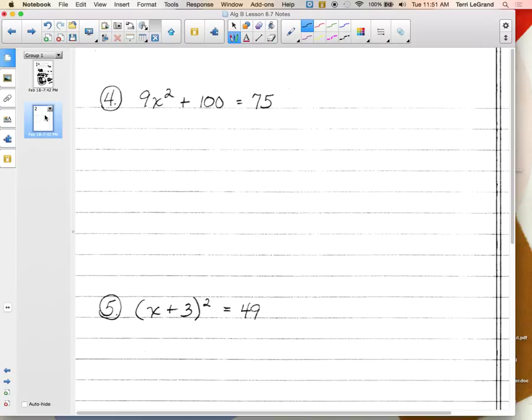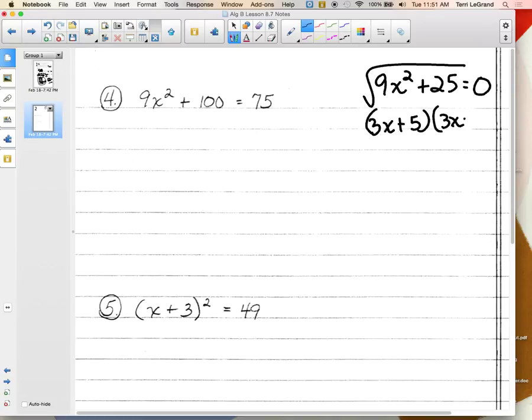Okay. Well, if we move that 75 over, you don't need to write this down, but I want you to see this is what we would have. If you want to do the square root method, you have to know what the square root of that is. And I don't know if we do know, Isaac. 3x plus 5 times 3x minus 5. Would this FOIL back to that?